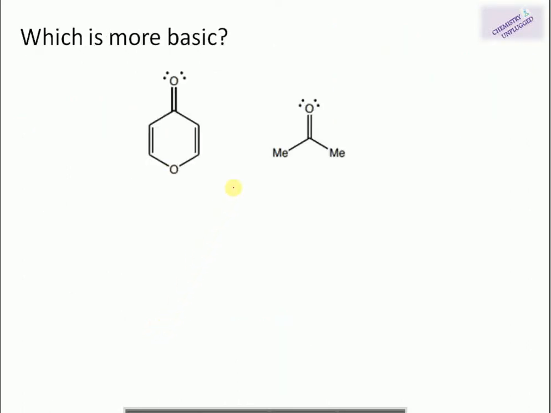Then the next question is, which is more basic? When you have such a type of question, you should think that basic means it should accept one proton, and when it is accepting a proton, its conjugate acid should be stable, and if its conjugate acid is stable, it means the base has more basic character. So we have to add H plus in these compounds.